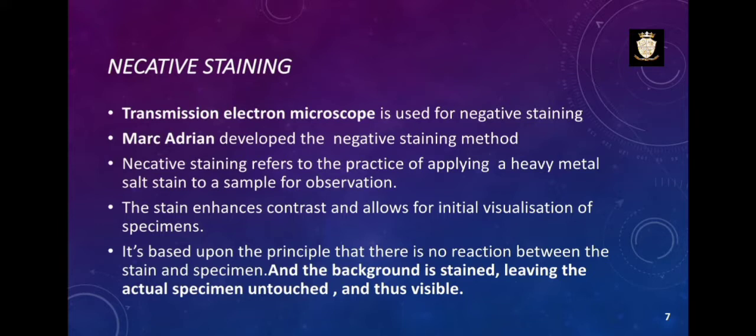This negative staining method was developed by Mark Adrian, and negative staining refers to the practice of applying a heavy metal salt stain to a sample for observation. The stain enhances contrast and allows for initial visualization of the specimen. It is based upon the principle that there is no reaction between stain and specimen, and the background is stained, leaving the actual specimen untouched and thus visible.